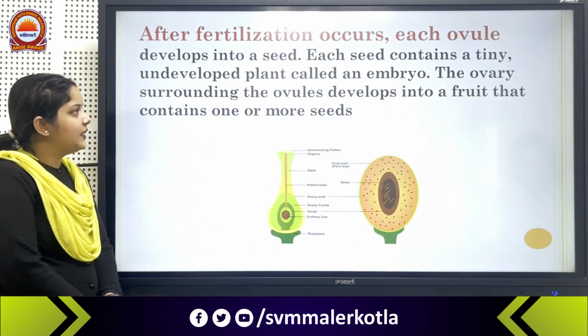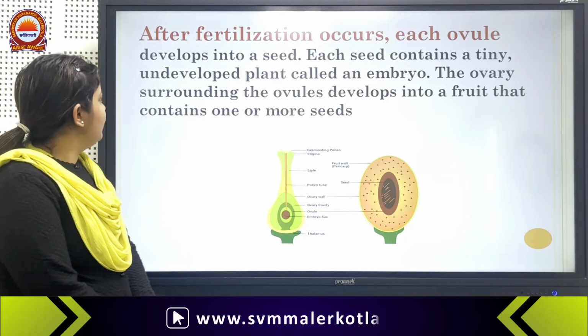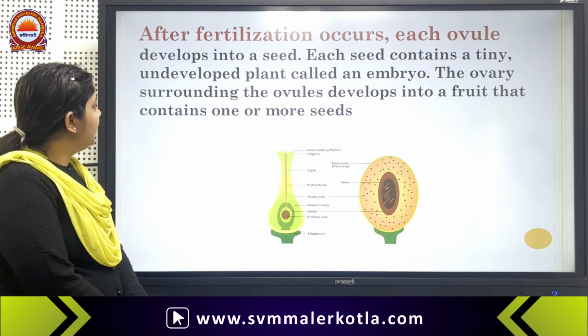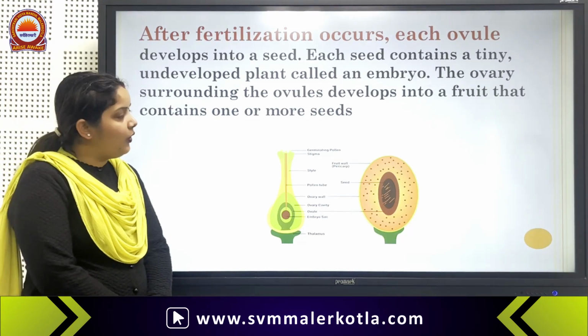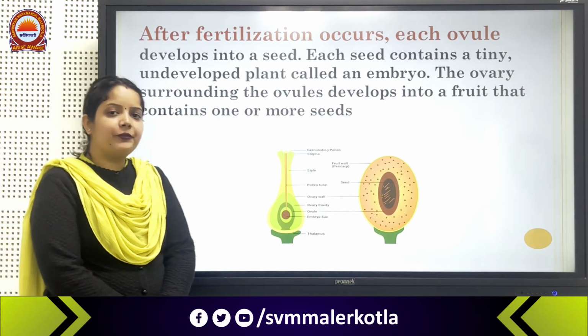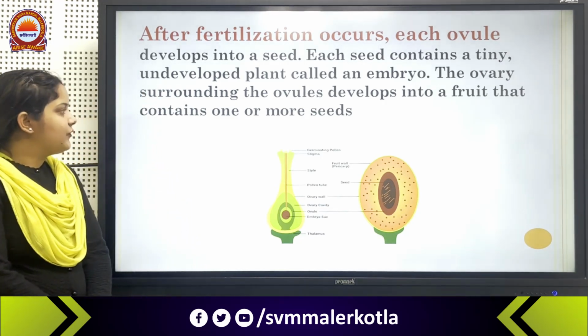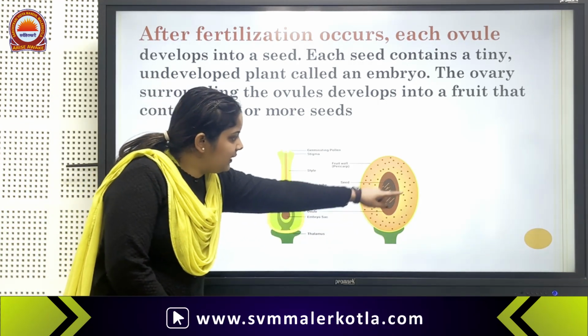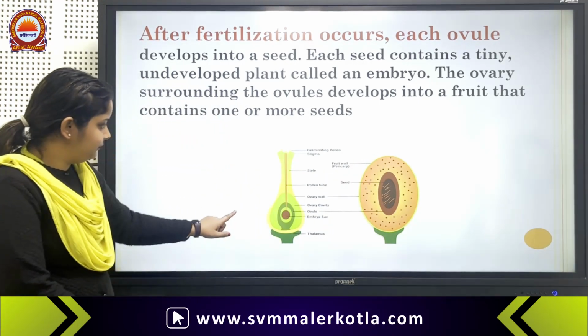Then after fertilization, each ovule develops into a seed. Each seed contains a tiny undeveloped plant called an embryo. The ovary surrounding the ovules develops into the fruit that contains one or more seeds. So you can see here, this is the seed and this is the fruit.